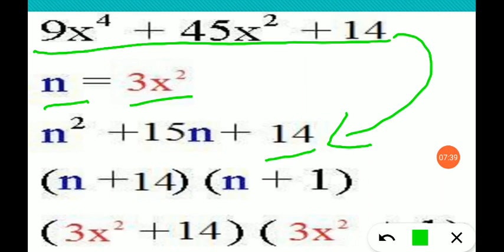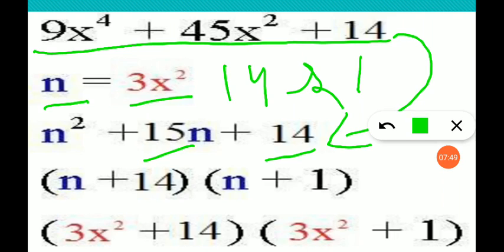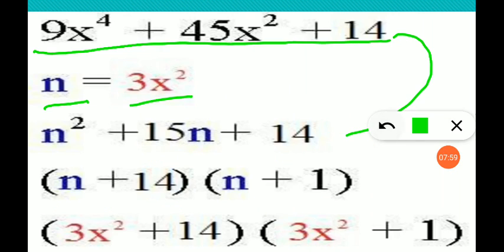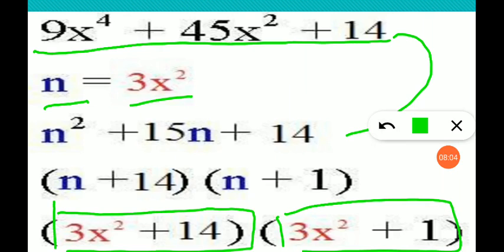Factors of 14, we will take 14 and 1, and 14 plus 1 gives us 15. So in this way we will solve it, and when we solve we will get n plus 14 and n plus 1 as the two factors, but we know that n is equal to 3x square, and the final answer is 3x square plus 14 multiplied by 3x square plus 1. Hope all is clear to you.